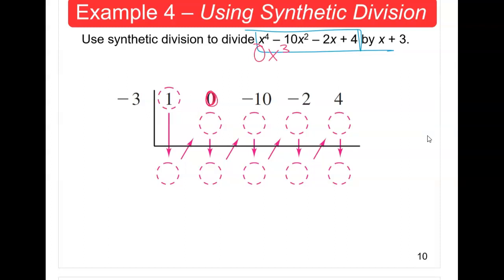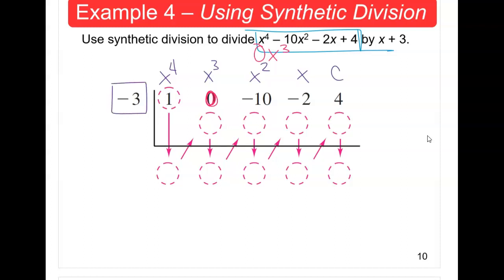And that's it. That's the only one we're missing. So just so you remember, the 1 is representing the x to the 4th. The 0 is representing that there is no x cubed. The negative 10 is representing the negative 10x squared. And the negative 2 is representing the negative 2x. And the 4 is just the constant term. Let's use C for constant.